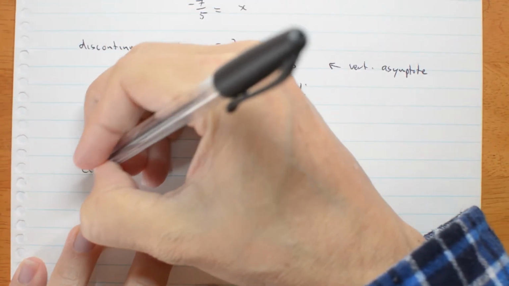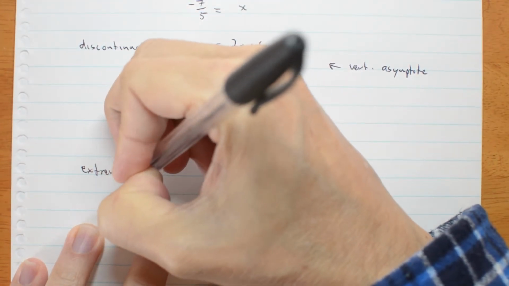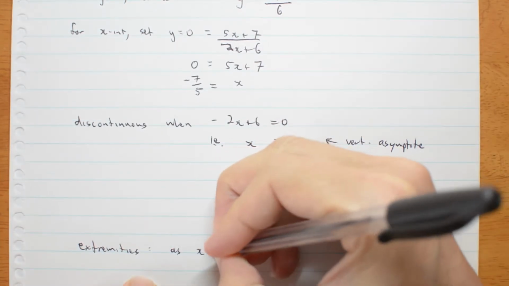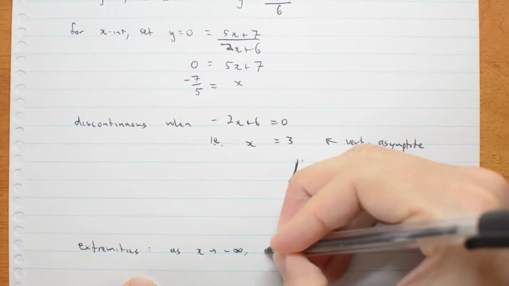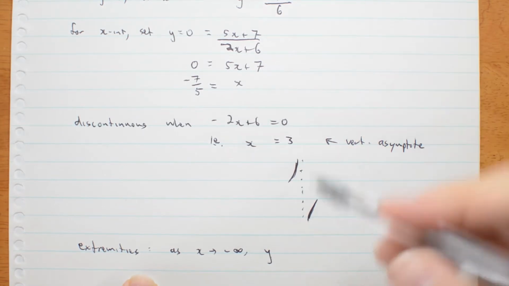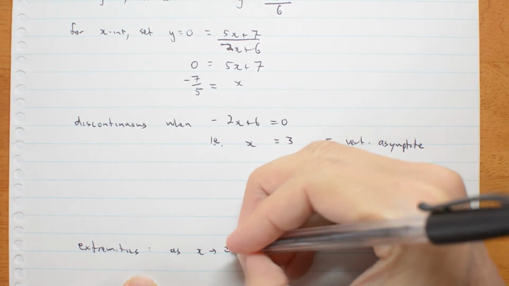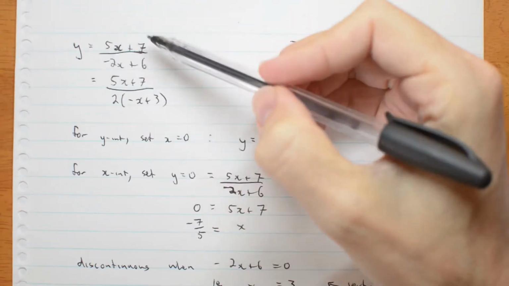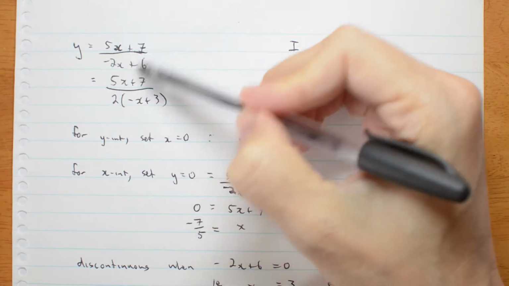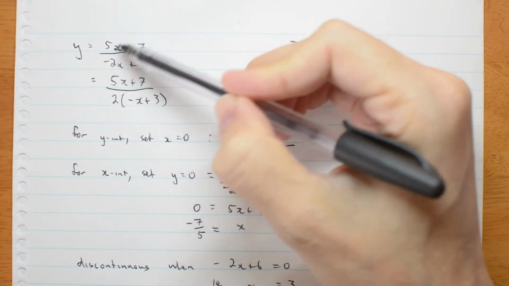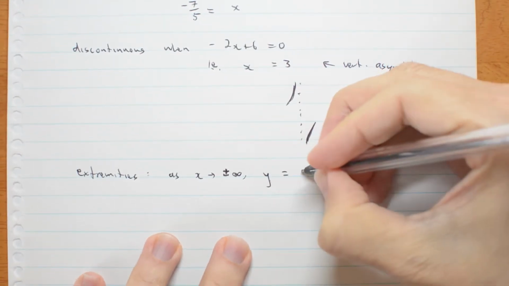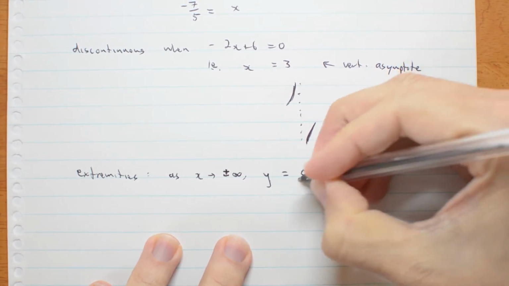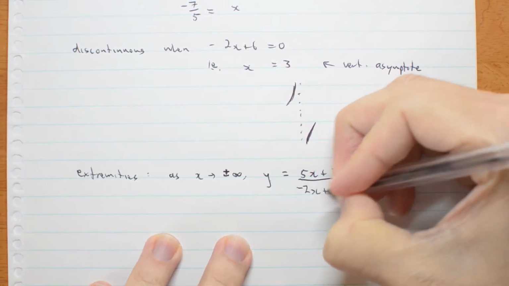Okay. Discontinuities. Extremities. As x approaches negative infinity, what's happening to y? This is a bit tricky. Actually, I'm going to do this both at once, plus or minus infinity. I'm going to show you a little trick. This was my function for y. We're going to divide everything by x, by the highest power of x in the function. So y is 5x plus 7 over negative 2x plus 6.